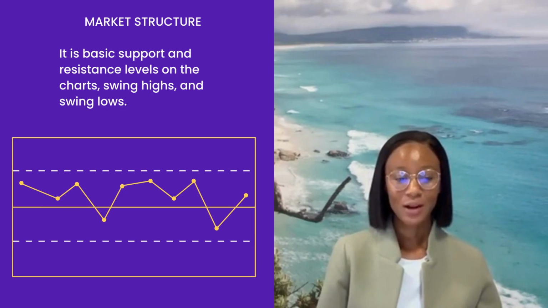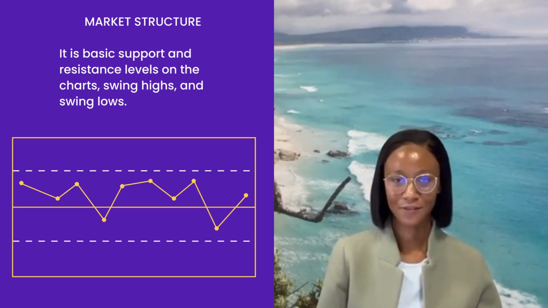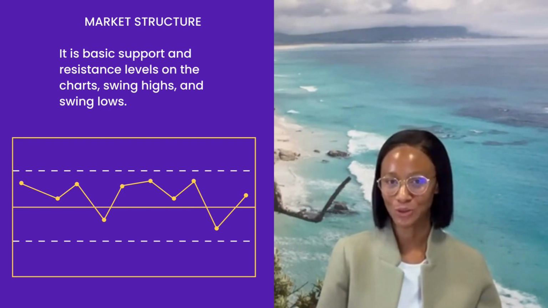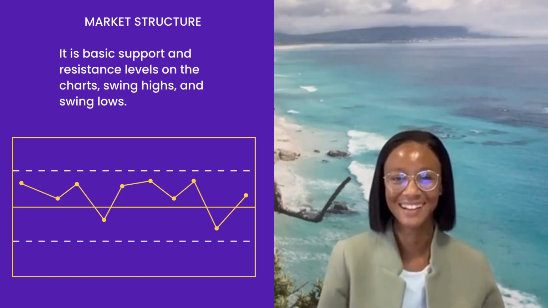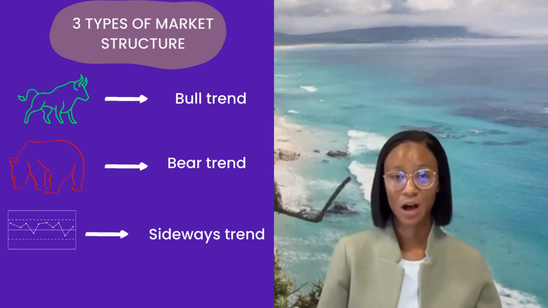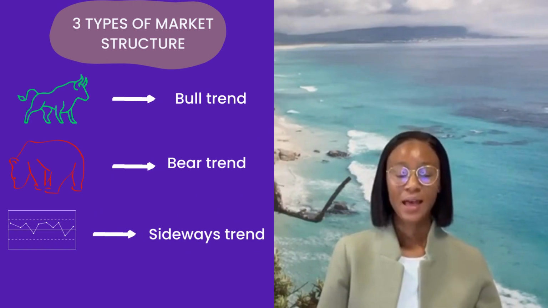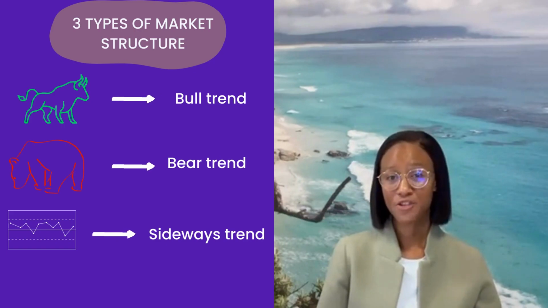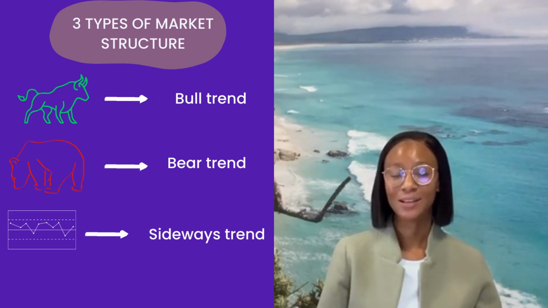Let's go into what is market structure, all right? So the most basic definition that we'll explain is that market structure is a basic support and resistance levels on charts, swing highs and swing lows. And that's that. And obviously there are different types of market structures that one can look at. The 3 types of market structures are a bull trend, a bear trend, and a sideways trend.